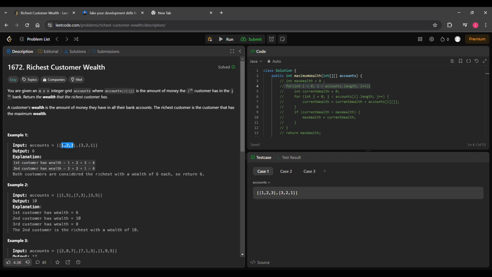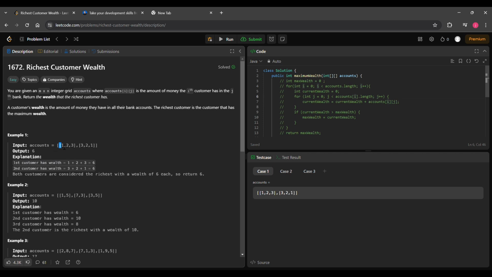This is also an array. So for this, we have created another for loop, which starts with 0 and goes up to accounts of i dot length. What is accounts of i dot length? To select an integer from an array, what we have to do is accounts of i. What is the i value here? 0. So accounts of 0 dot length.